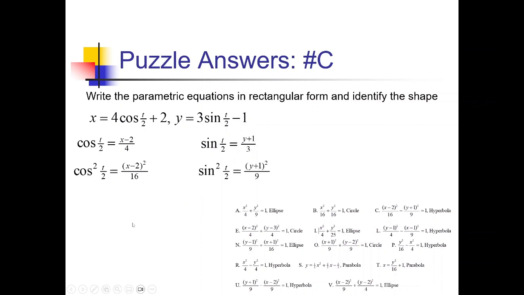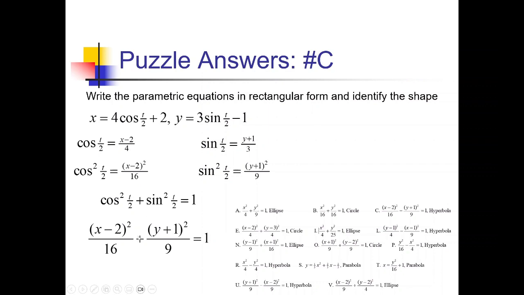And now let me use cosine squared plus sine squared equals 1 to plug these in. So I'm going to write, instead of cosine squared, this first expression, x minus 2 squared over 16. Instead of sine squared, I'll have this other expression, y plus 1 squared over 9. And since I have, again, squared variables, both of them, it's not a parabola.